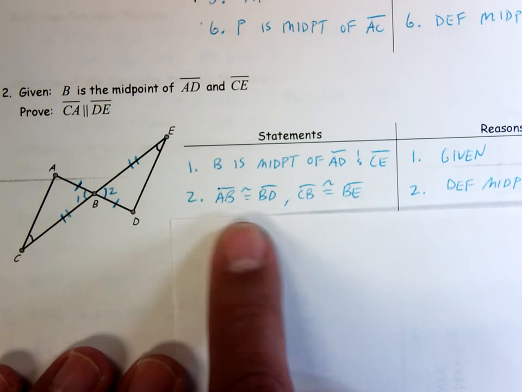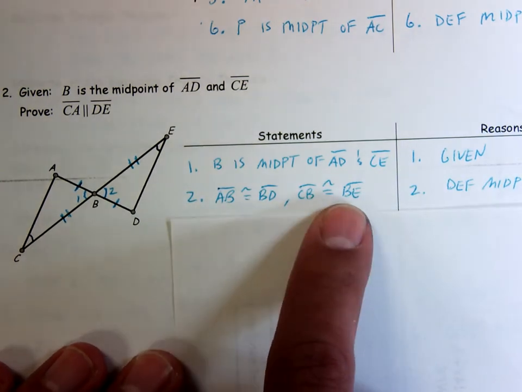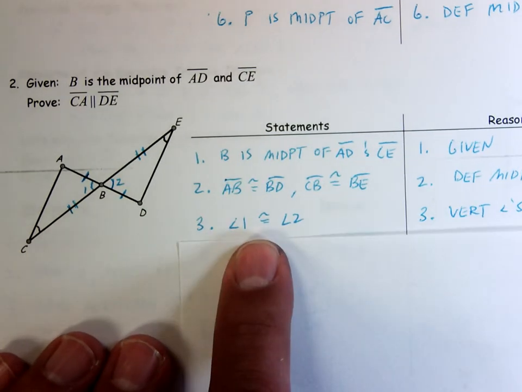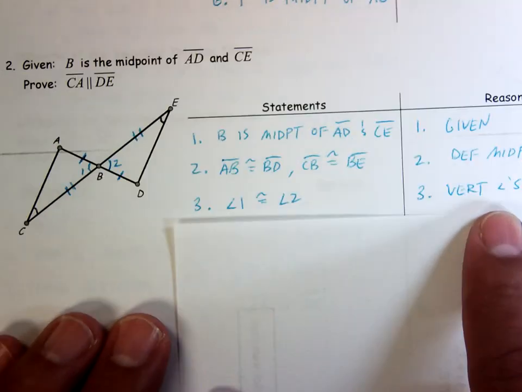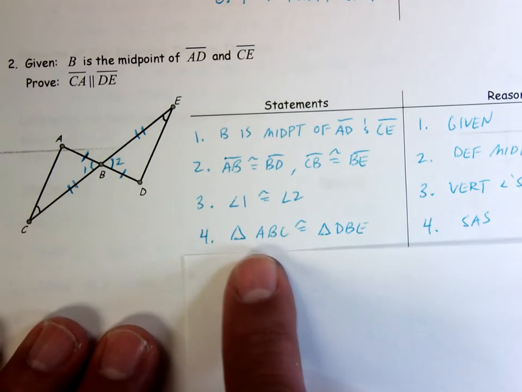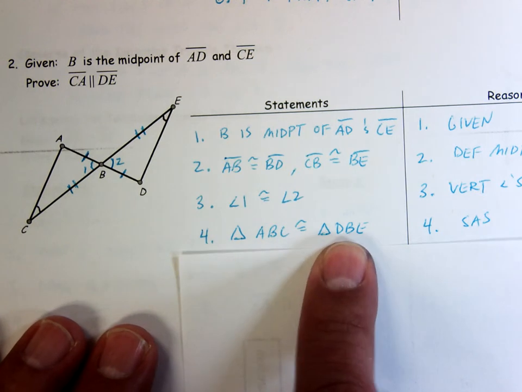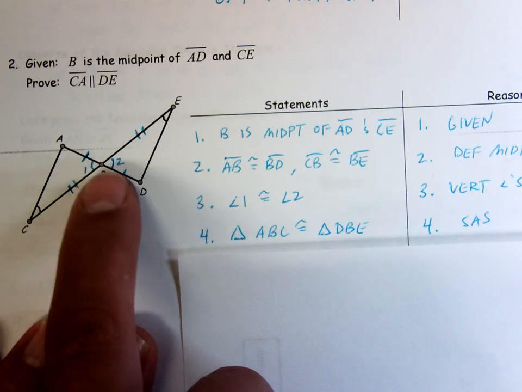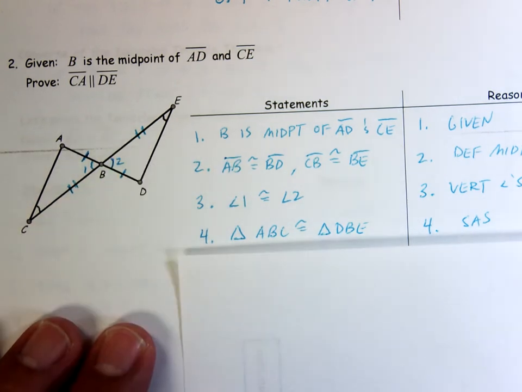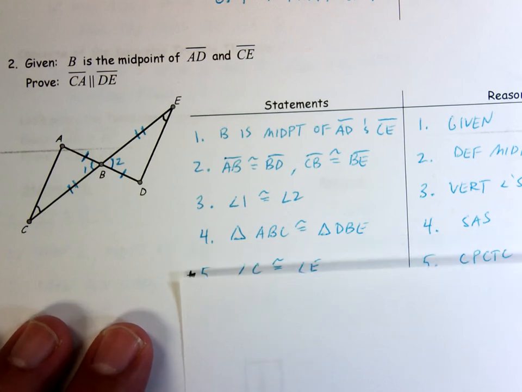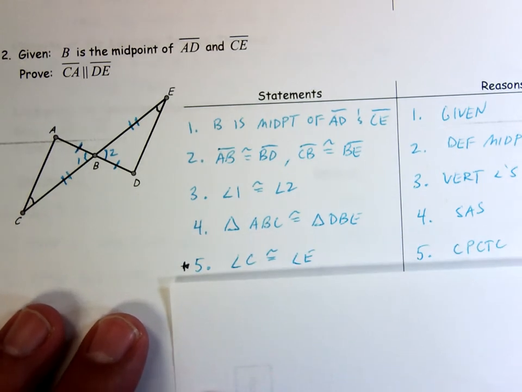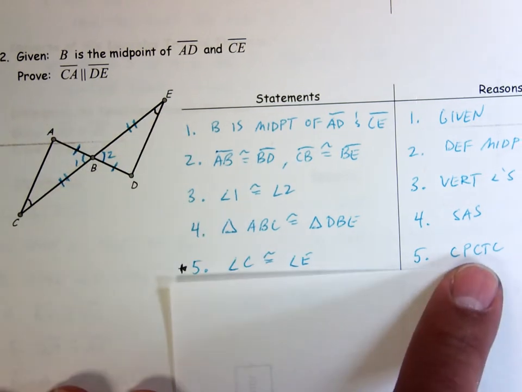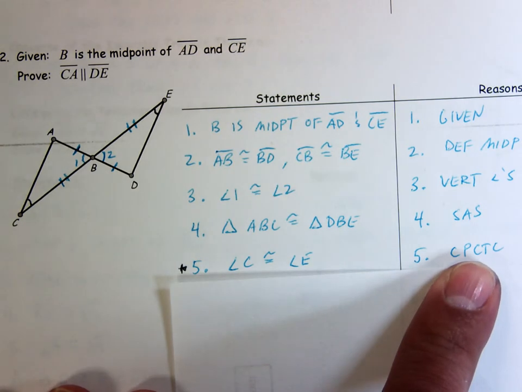Well, AB is congruent to BD and CB is congruent to BE because of the definition of midpoint. I know angle 1 is congruent to angle 2 because they're vertical angles. So now I can say that triangle ABC is congruent to triangle DBE because of side, angle, side. Side, angle, side, congruent to side, angle, side. So if the two triangles are congruent, then my corresponding parts must be congruent. So therefore angle C must be congruent to angle E because of corresponding parts of congruent triangles are congruent.